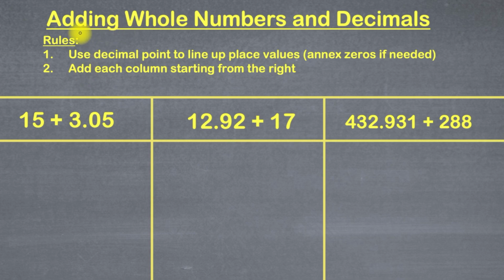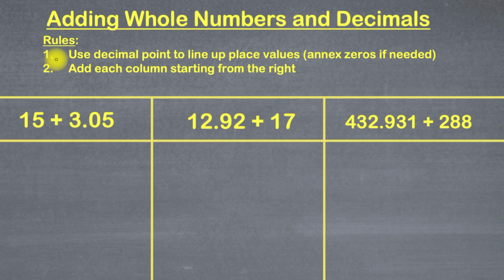This lesson is on adding whole numbers and decimals. We have 3 examples that we're going to go over. But before we go over these 3 examples and how to do them, I want to make sure we go over the rules. And there are 2 rules when it comes to adding decimals.